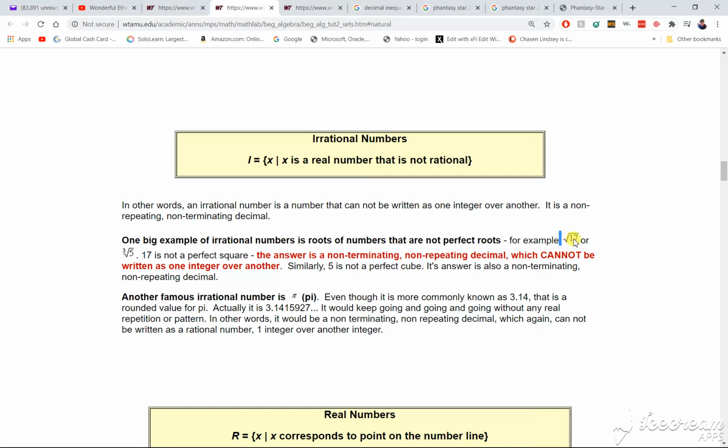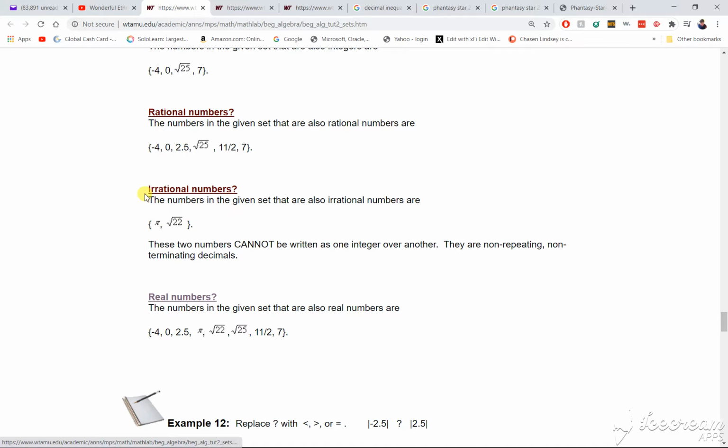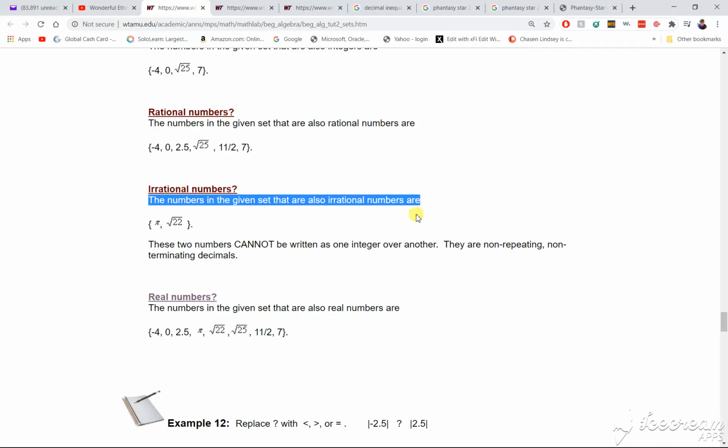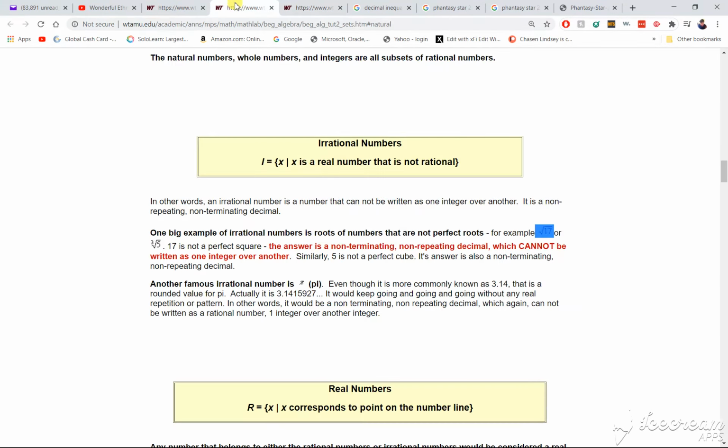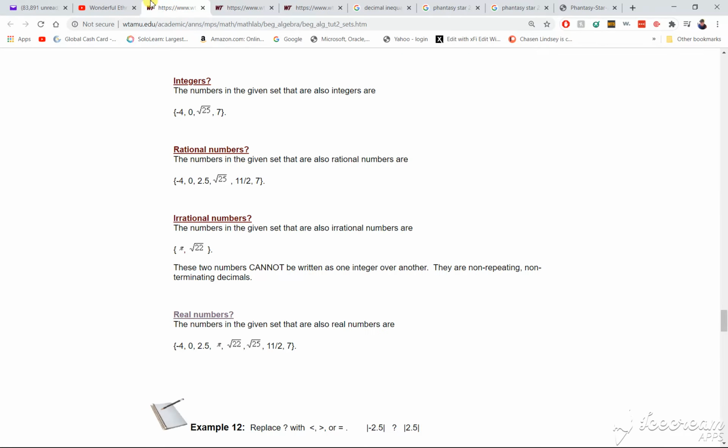For example, irrational numbers. The numbers in the given set that are irrational are pi and the square root of 22. Pi is 3.14 and it goes on forever. So it's non-terminating, so it's irrational.